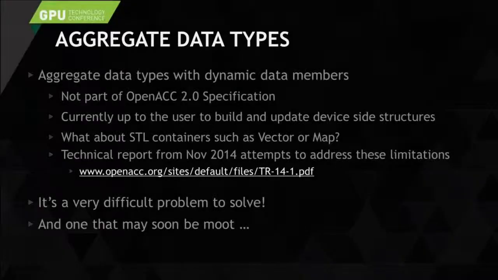Okay. So aggregate data types with dynamic data members is the proper term for this. So you have your aggregate data type, a class, a struct, whatever, any grouping, but with dynamic data members off of them. As I mentioned before, the 2.0 standard specifically says in one of the sections in the beginning, hands off, we don't know how to do this yet. This is something we're going to look at in the future. And last November, they did come out with a technical report, 14-1, which attempts to actually solve this problem. And I think it's pretty good. It's not been implemented yet.